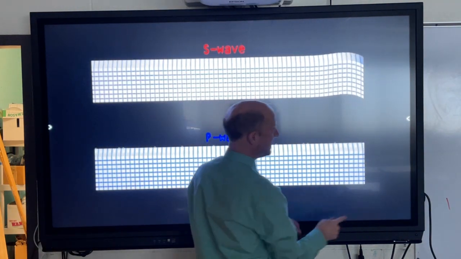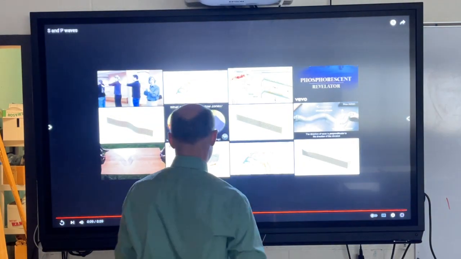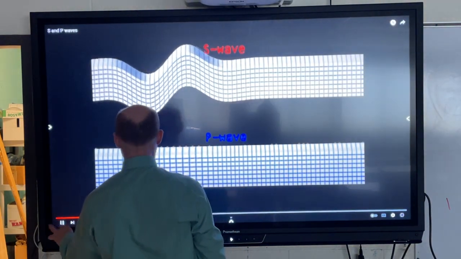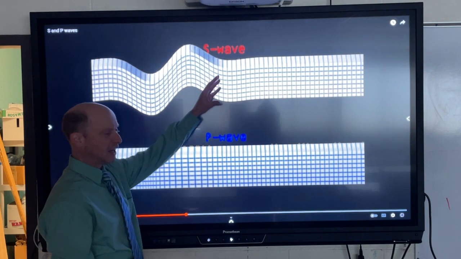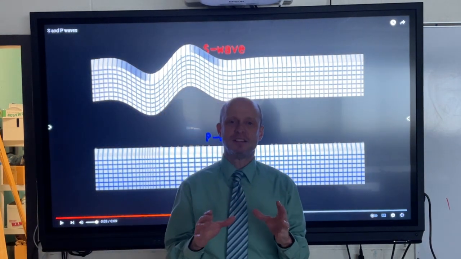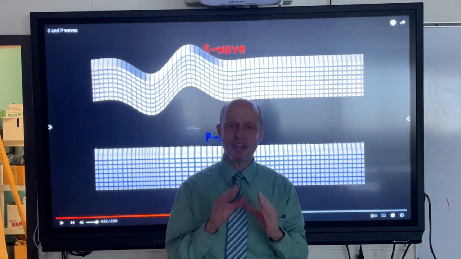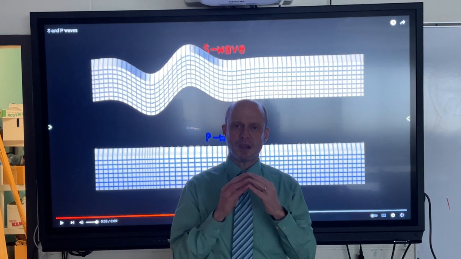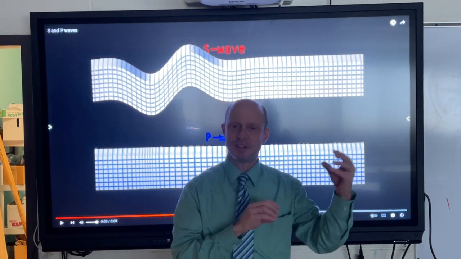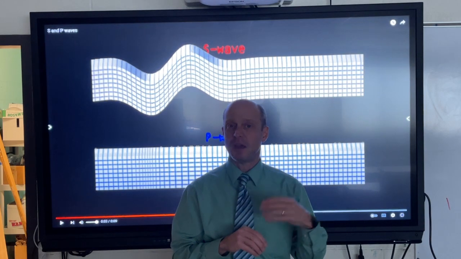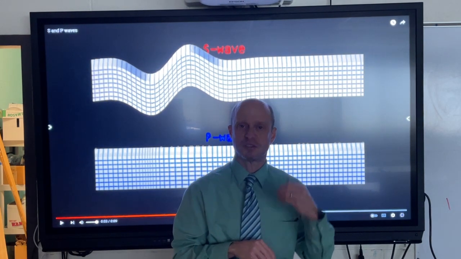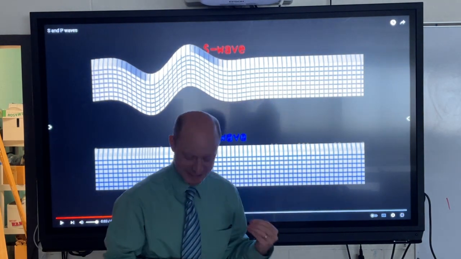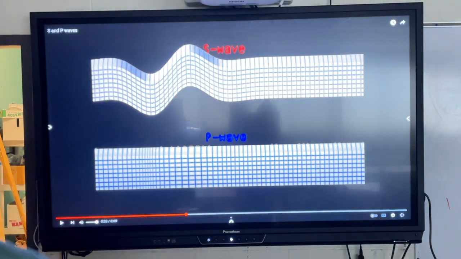Okay, that is a P wave, and they travel at different speeds, with the P wave traveling faster, the S wave traveling slower. That is an important distinction because how they move through Earth and different types of rocks and materials through Earth matters, and that is something that we notice. So now let's look at these examples right here.